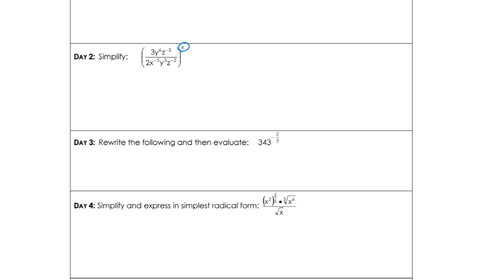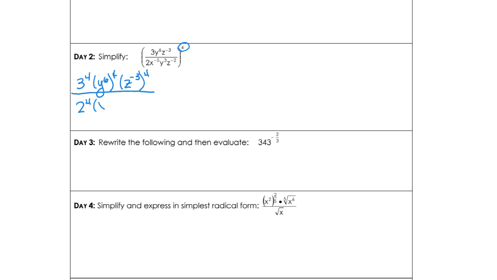On the bottom, we have a numerical base of 2 and 3 variable bases. So we'll have to use that little 4 exponent on all 4 of those on the bottom as well. We're going to be using this little 4, 7 times. So here we go. First, we take 3 and raise it to the 4th power. Then we take y to the 6th and raise it to the 4th power. Then we take z to the negative 3 and raise that to the 4th power. On the bottom, we take 2 and raise it to the 4th power.